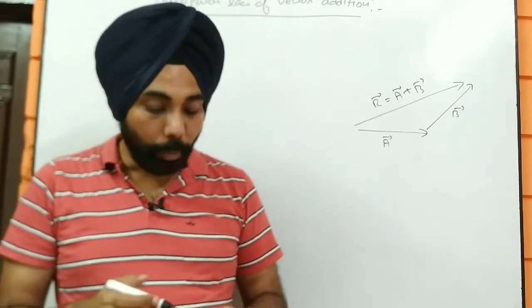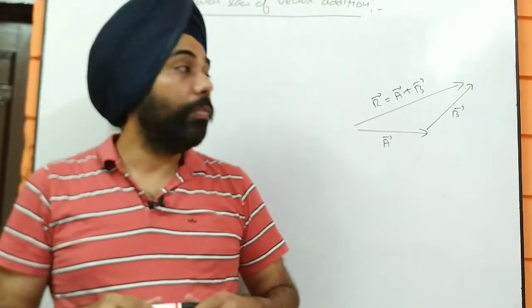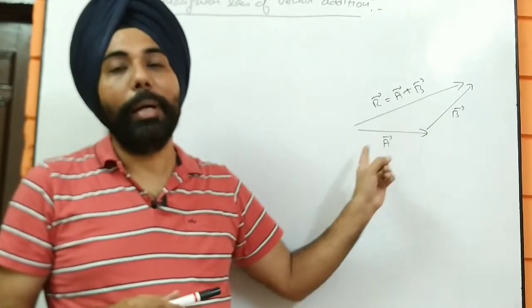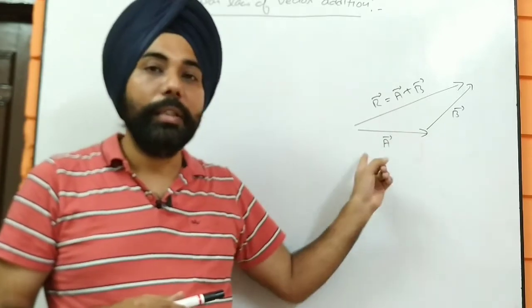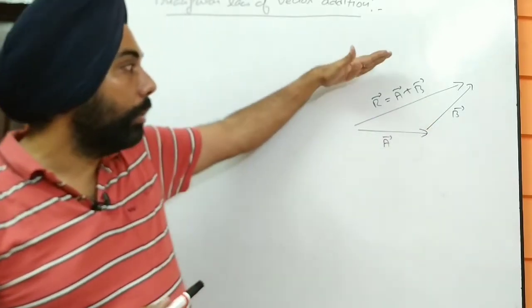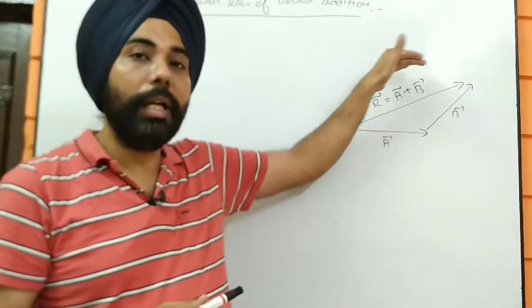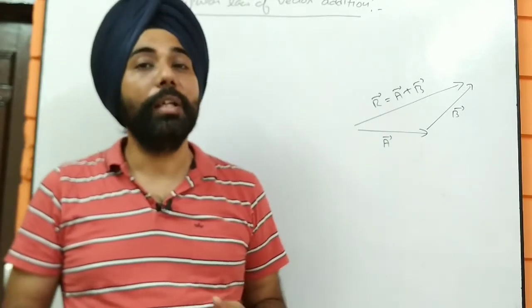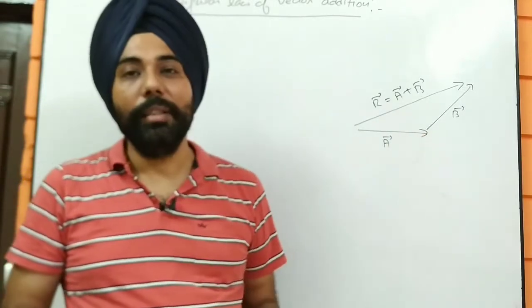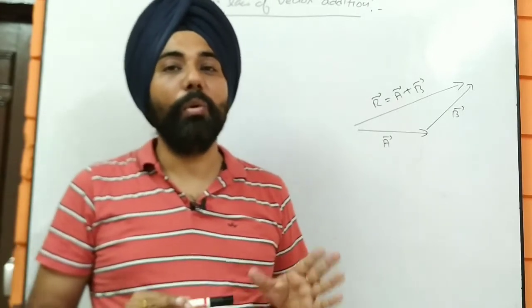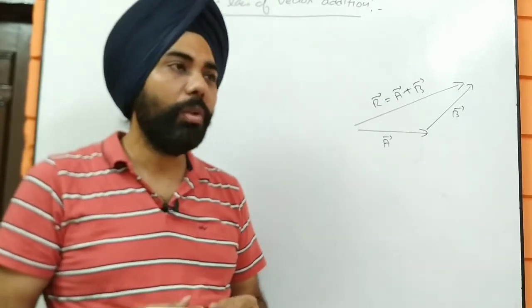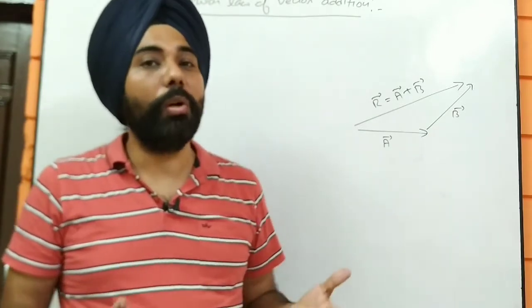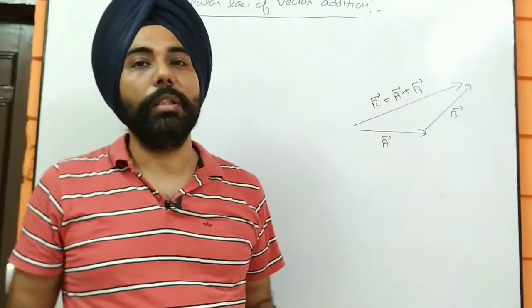Now, if you want to write the statement: if two sides of a triangle are taken in both magnitude and direction by the two sides of a triangle taken in the same order, and the third side is the closing side which is in opposite order, then the third side gives you the resultant, which is equal to the sum of the two sides. So that is a very simple statement of the triangular law of vector addition. The triangle has three sides, two sides in the same order, and the third side, the closing side in opposite order, is going to be the resultant.